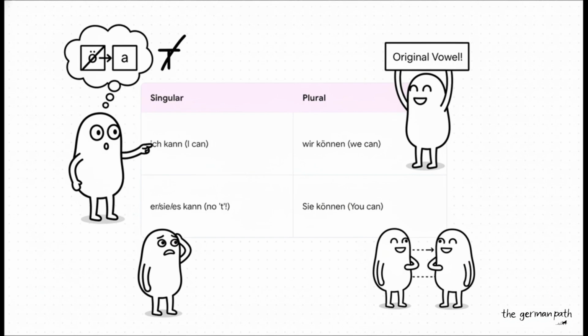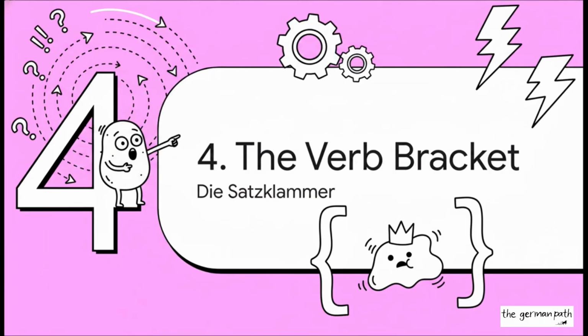The stem completely changes from ö to an a in the singular forms, giving us ich kann, I can. And notice how there is absolutely no t ending for the he, she, or it form either, just completely gone. But in the plural form, wir können, we can, we actually keep the original vowel. Makes sense, right? Rule summary, the modal verb können is highly irregular and completely drops the typical endings in its singular forms.